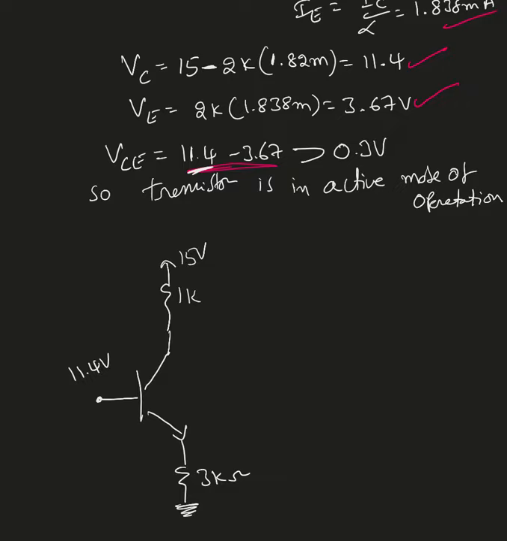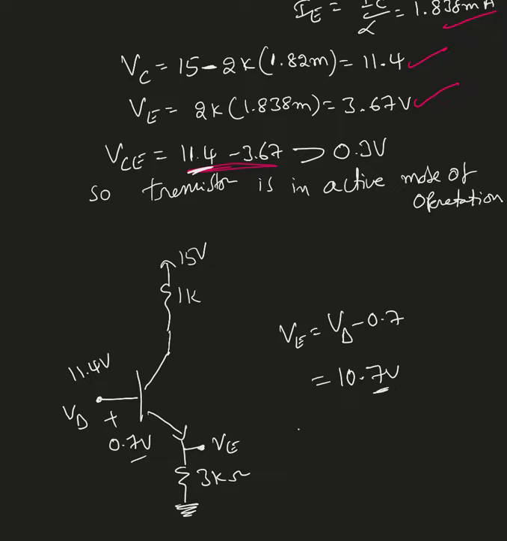Now I'm going to assume active mode of operation. If that is active mode of operation, I know this voltage must be 0.7 volts. This is VB, that's VE. So what is the VE value? VE must be VB minus 0.7, so that must be 10.7 volts.